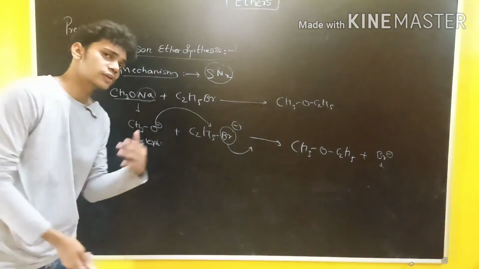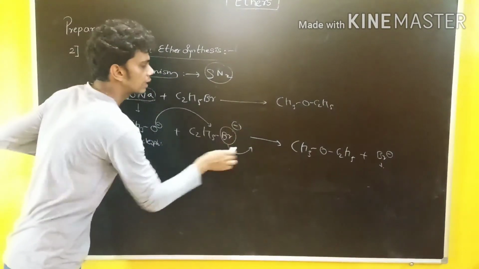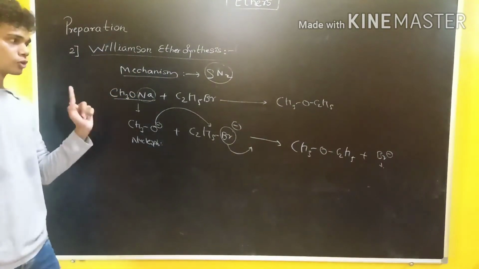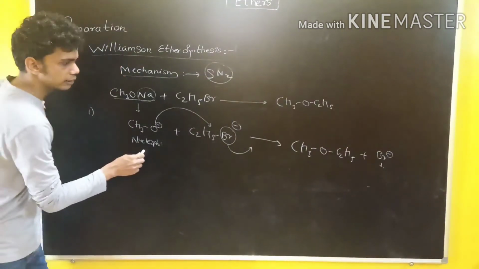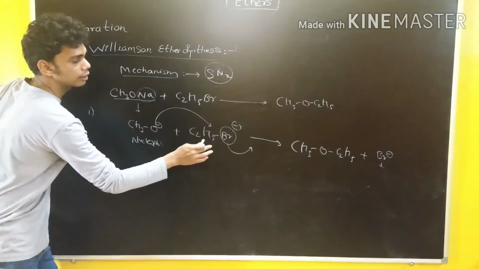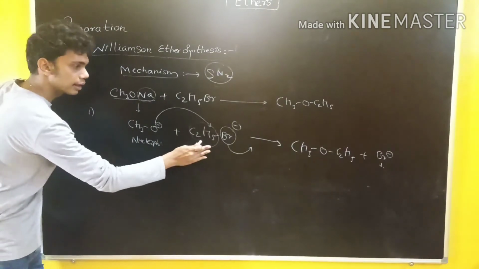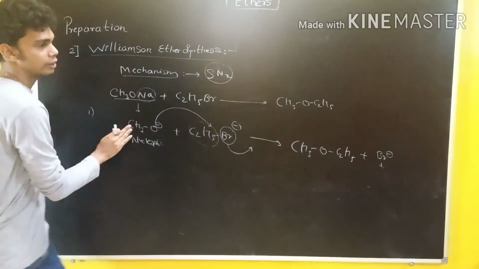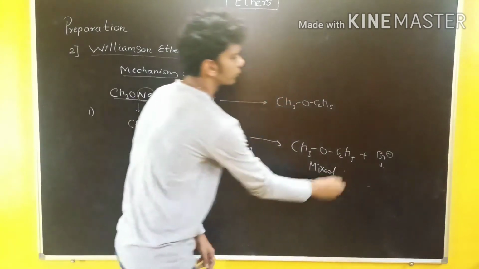Here, what is the advantage? You must study that a mixed ether is formed. Why a mixed ether? Because the halide is the best leaving group, so we can use any halide to attack on. I mean, the nucleophile can attack on the alkyl halide, so we can choose a number of alkyl groups to incorporate here, and we get a mixed type of ether.